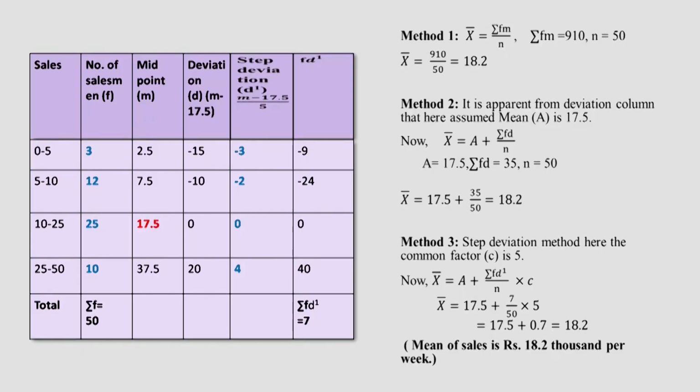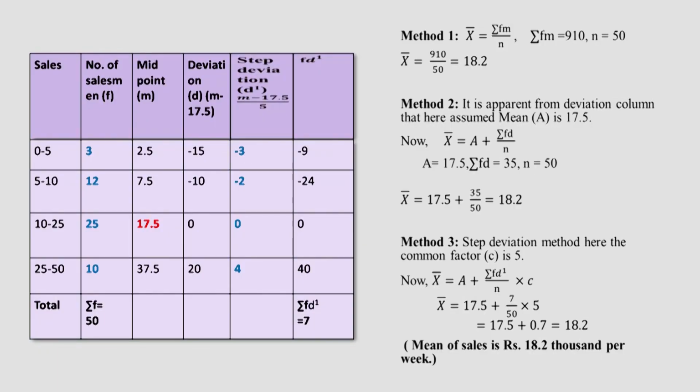Now, your new value is d dash and you have to compute f into d dash. Earlier what you were doing? You were calculating f into d. Now, you will calculate f into d dash, alright. So, f into d dash is coming: 3 into minus 3 is minus 9, 12 into minus 2 is minus 24, 25 into 0 is 0 and 10 into 4 is 40. Then same, you have to calculate the summation of this particular column, f d dash. So, summation of f d dash is 7.